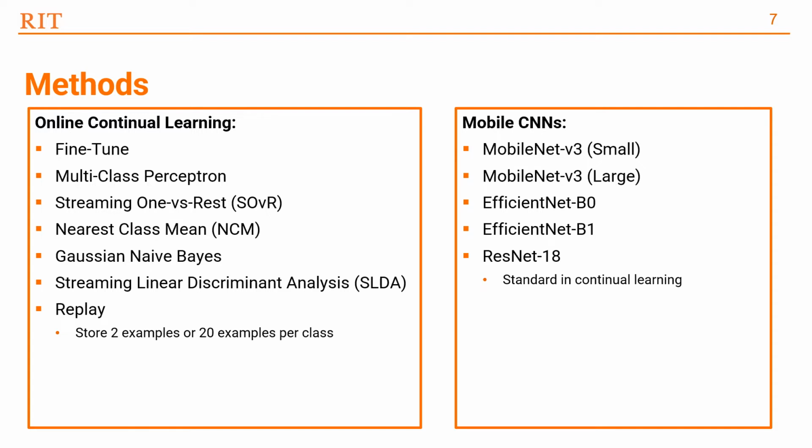We chose 5 different CNN backbone architectures: 2 versions of the MobileNet v3 architecture, 2 versions of the EfficientNet architecture, and the ResNet 18 architecture, which is commonly used in continual learning literature.